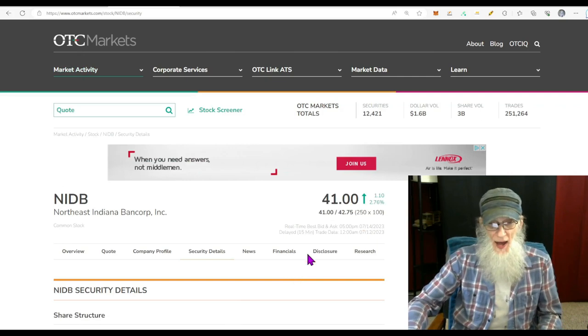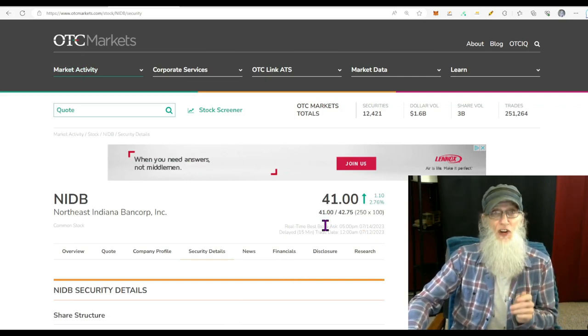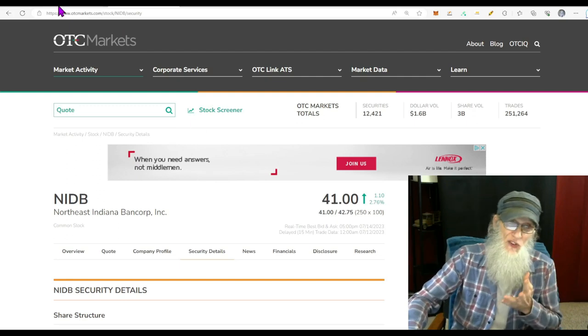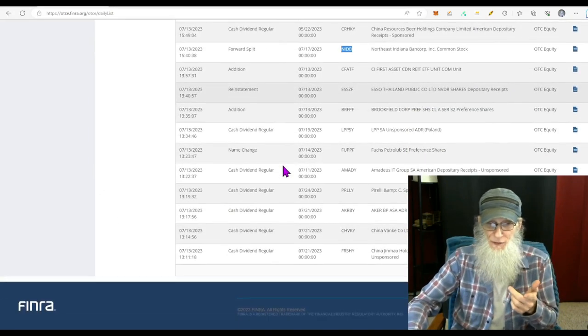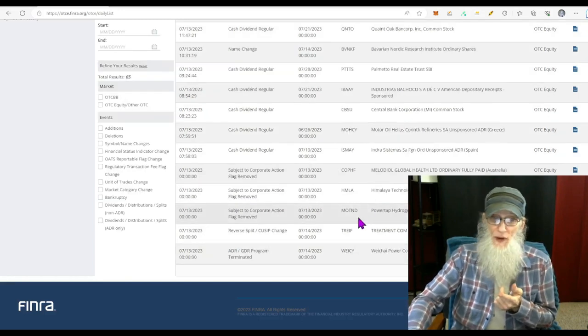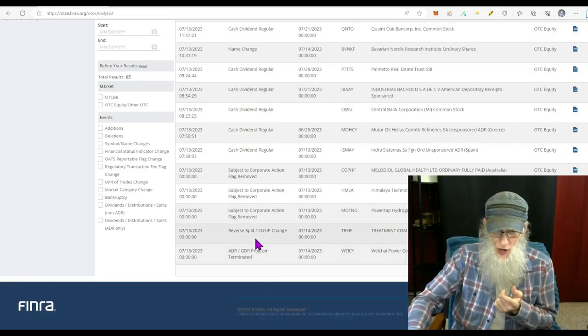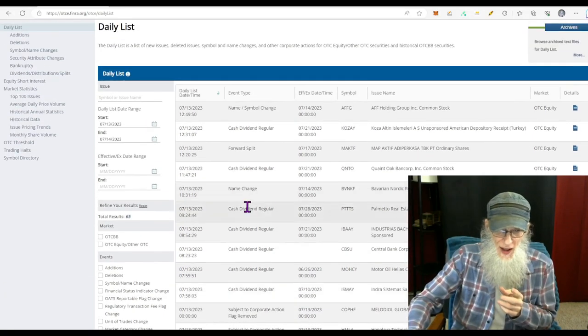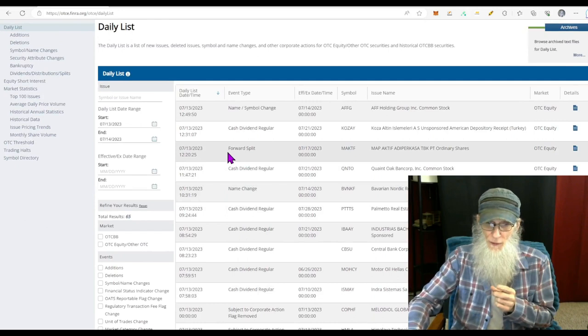Not a penny stock. And after this split, the stock is going to be at $20.50. So this is what I do back and forth, looking for things. Name change. Come down here. You can go to the next page and see what's going on. Here's another reverse split. That one's already occurred on the 14th. Name change. Here's another forward split.